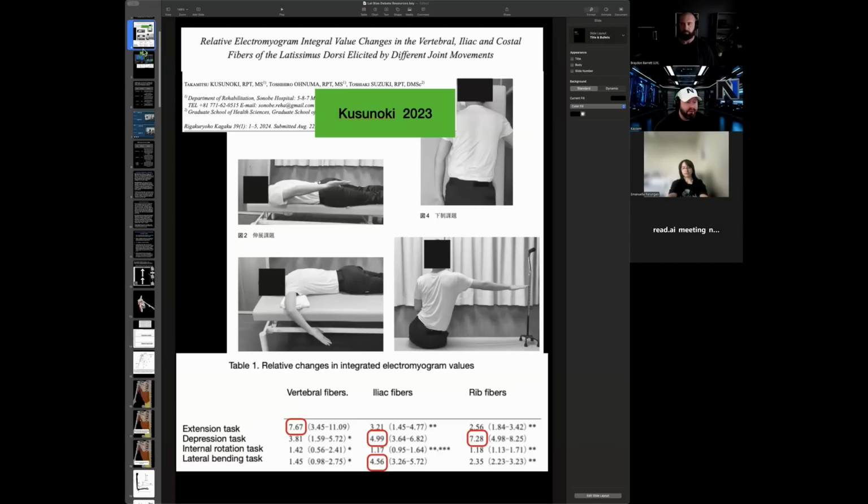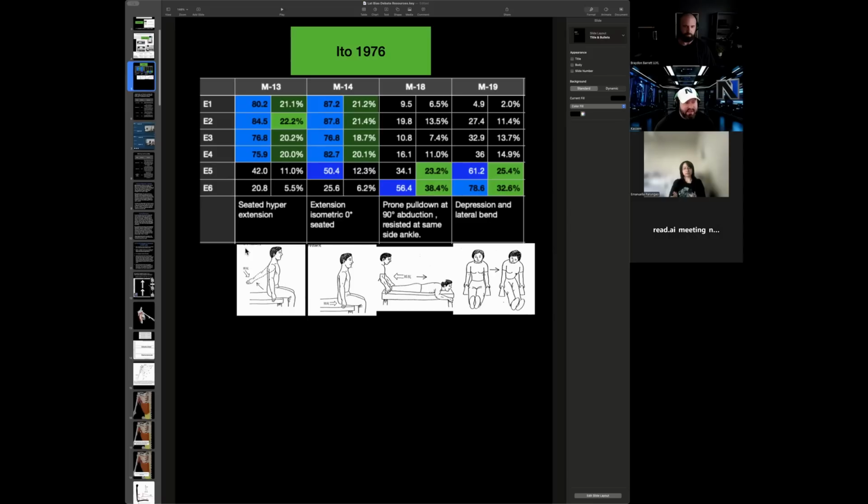Okay. So I think this is where I left off on this study, just summarizing that in the vertebral fibers, which would be the upper lats here, biased towards extension task, the depression task more towards the lower portion of the lats. In the Ito study, same thing, right? So we have basically a couple different versions of hyperextension, much more upper lat, very little of the lowest portion of the lat. As soon as we get into something with a depression action, so in this instance, basically they're doing a prone version of a pull down, they had very little of the upper lat, a lot of the lower lat. Same thing here, depression with a little bit of lateral bend emphasis, tremendous amount of lower lat, very little upper.